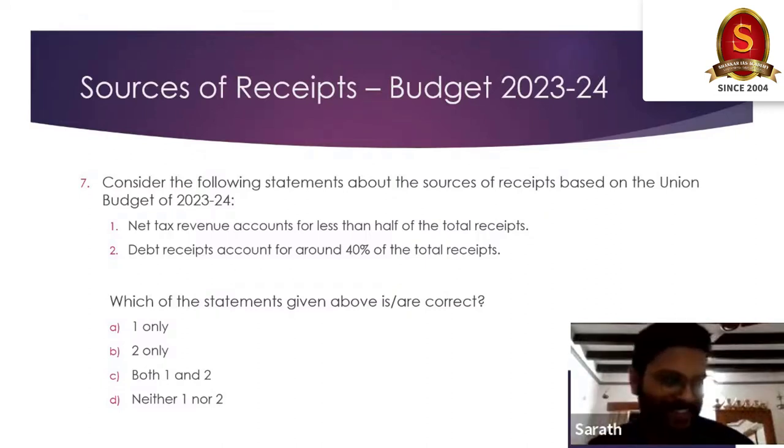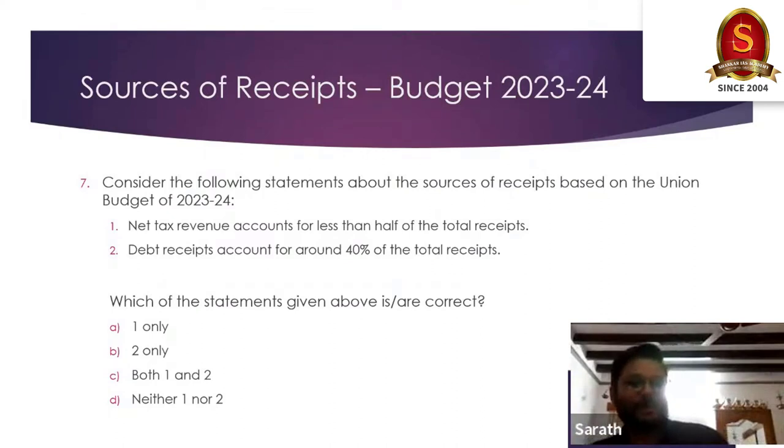All right, so we ran out of time. Okay, so what is the answer here? Net tax revenue accounts for less than half of the total receipts. Debt receipts account for around 40% of the total receipts. Which of the statements are correct? Let's take a look at the data.